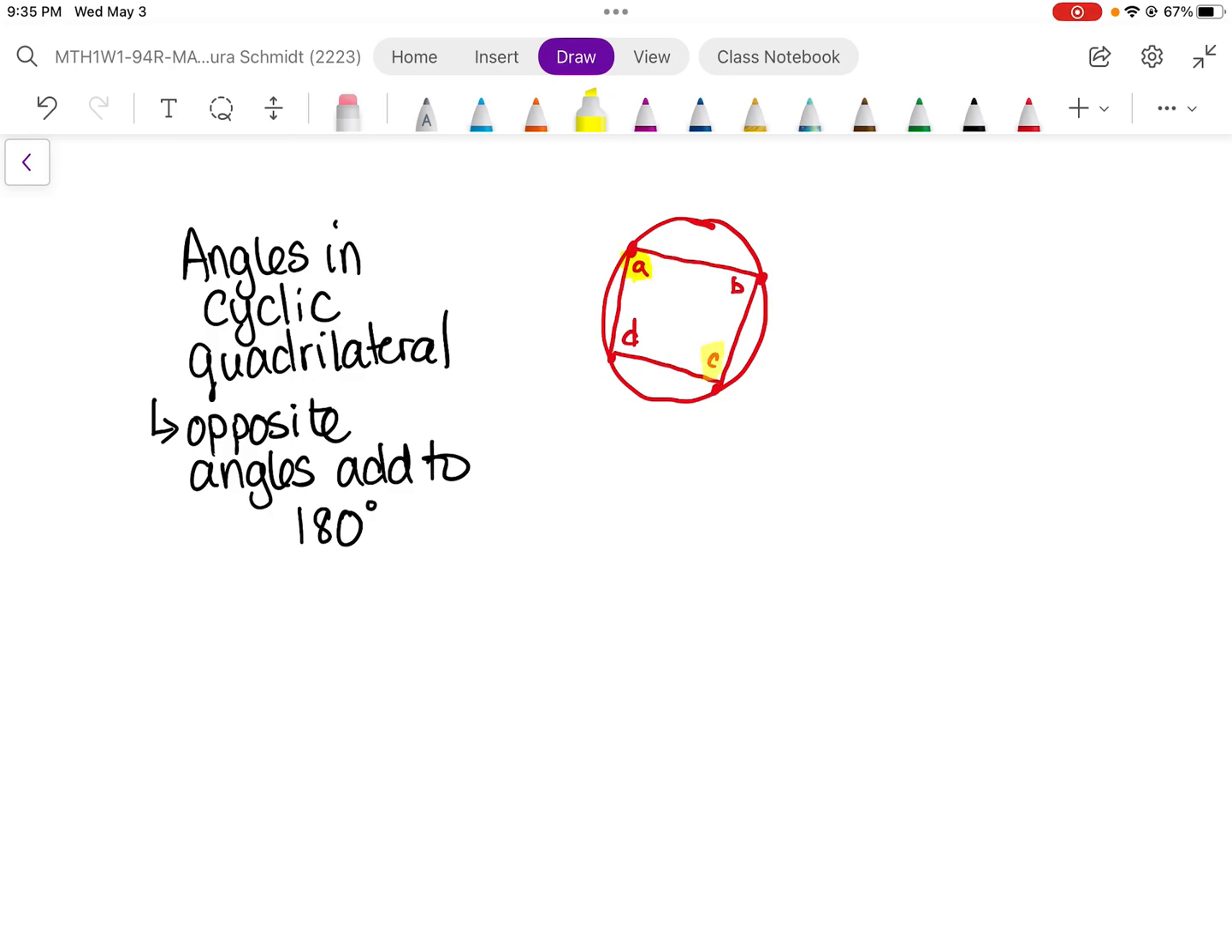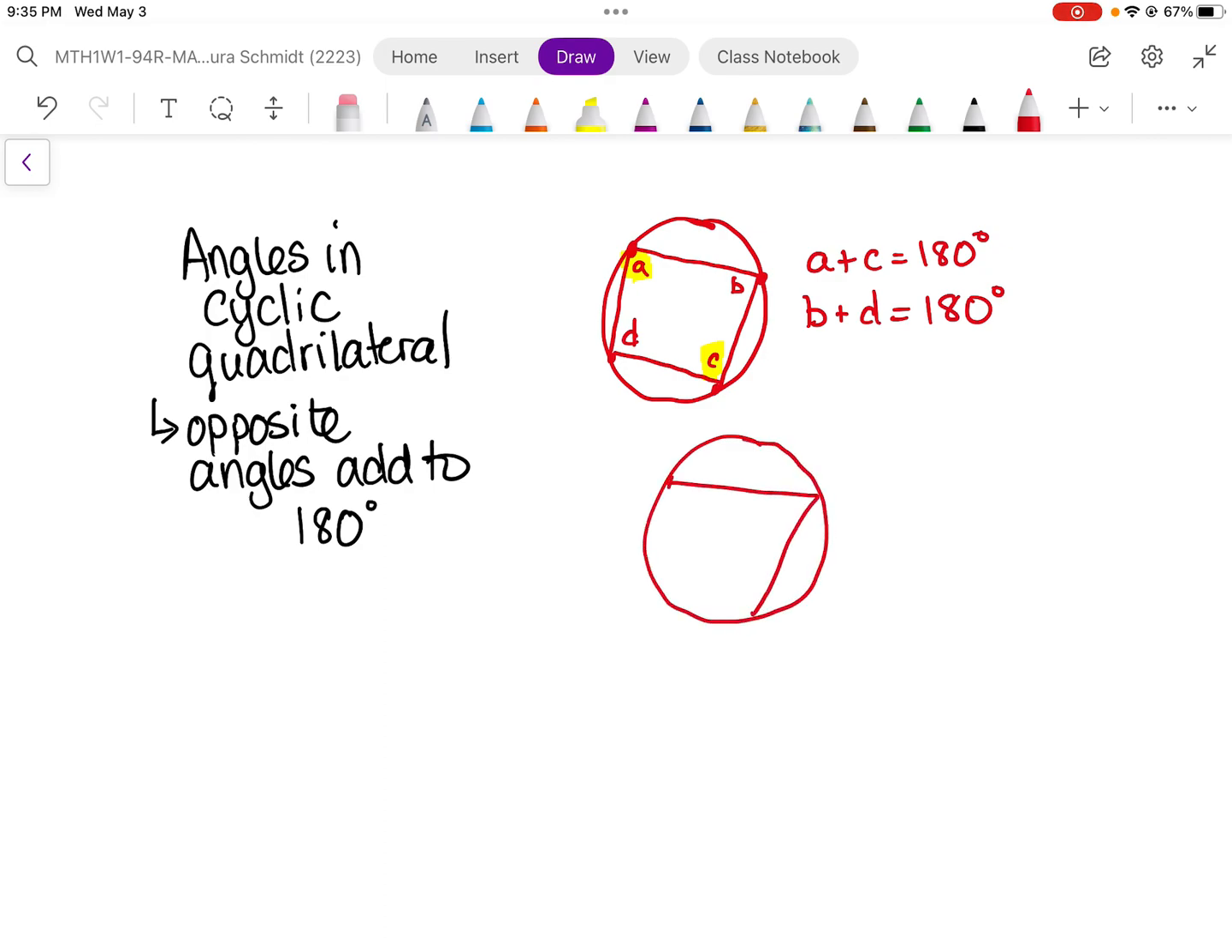So A plus C would add up to 180 degrees. And then B plus D would add to 180. So let's just try a question. Let's say you have a circle and you're going to stick a quadrilateral in it. Let's say you knew one of the angles, like 105 degrees. So you're now able to find the one opposite because you know they have to add to 180. So this angle must be 75 degrees because 105 plus 75 would be 180.